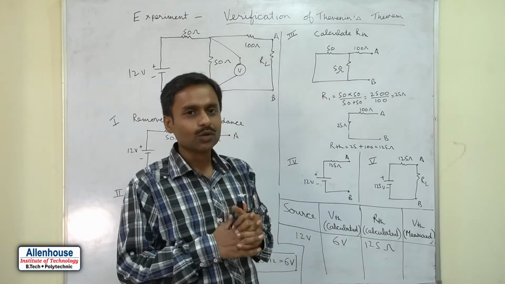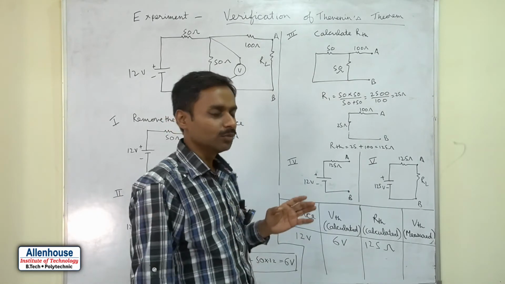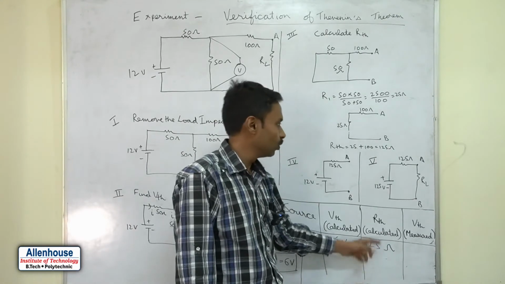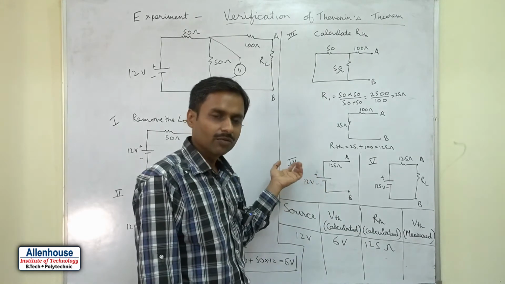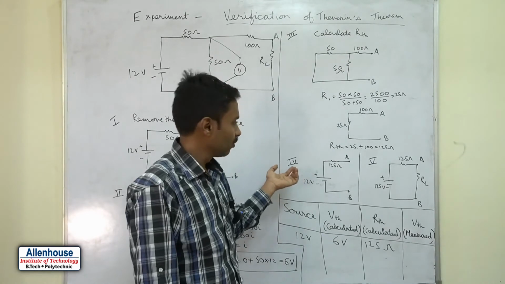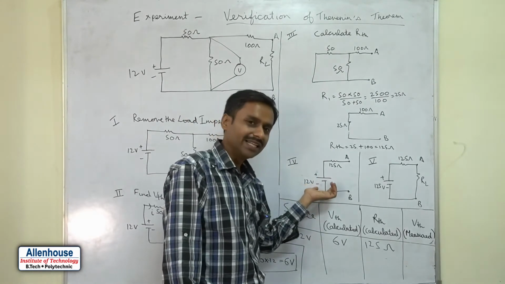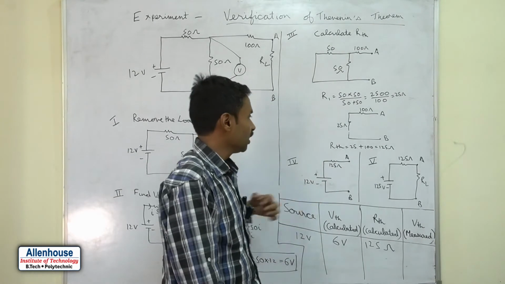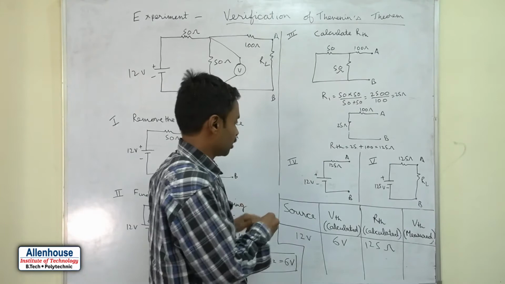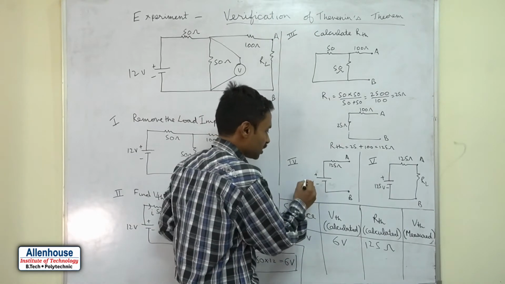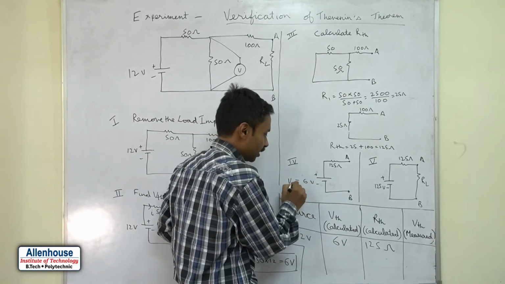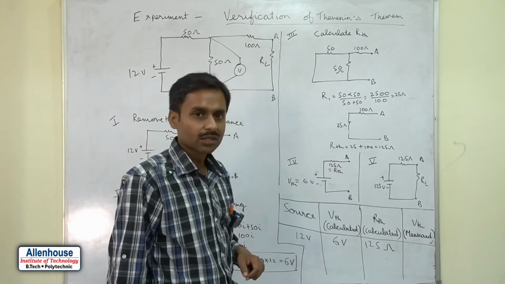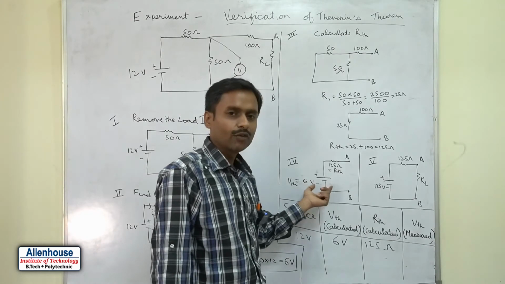So the total calculations come out to be V_Th equal to 6 volt and R_Th equal to 125 ohm. In our fourth step, we form the circuit using V_Th and R_Th in series with it. V_Th equals 6 volt and R_Th equals 125 ohms. So this is our circuit for step 4.